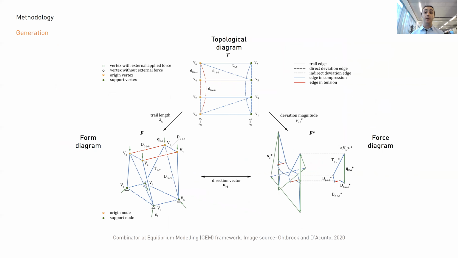Very briefly, CEM is a form-finding tool based on vector-based 3D graphic statics, which, starting from a given topological diagram, generates pin-jointed structures in static equilibrium. Unlike in FE software for structural analysis, where the geometry of a structure is one of the inputs, CEM, starting from the forces, generates structurally informed solutions.